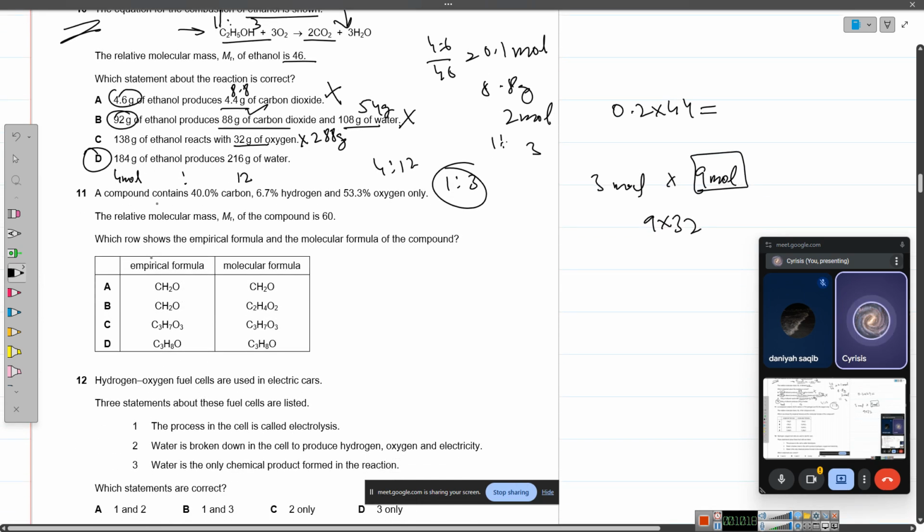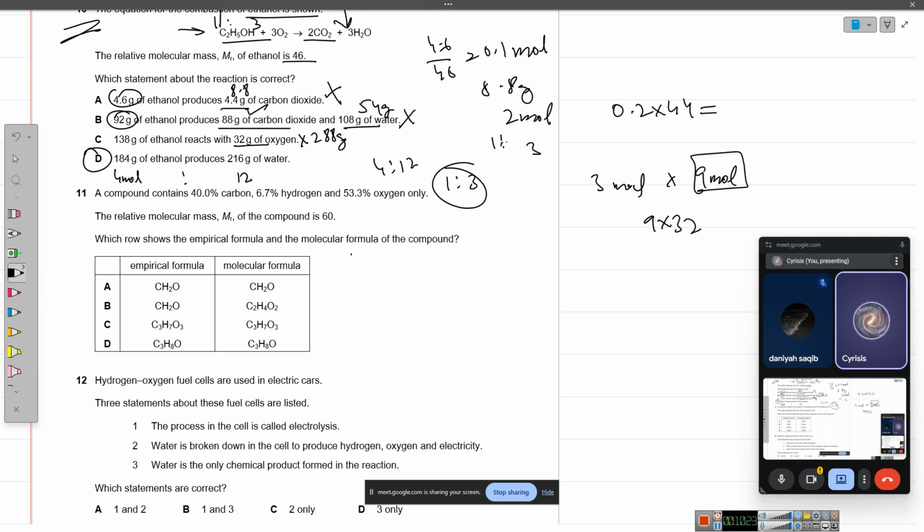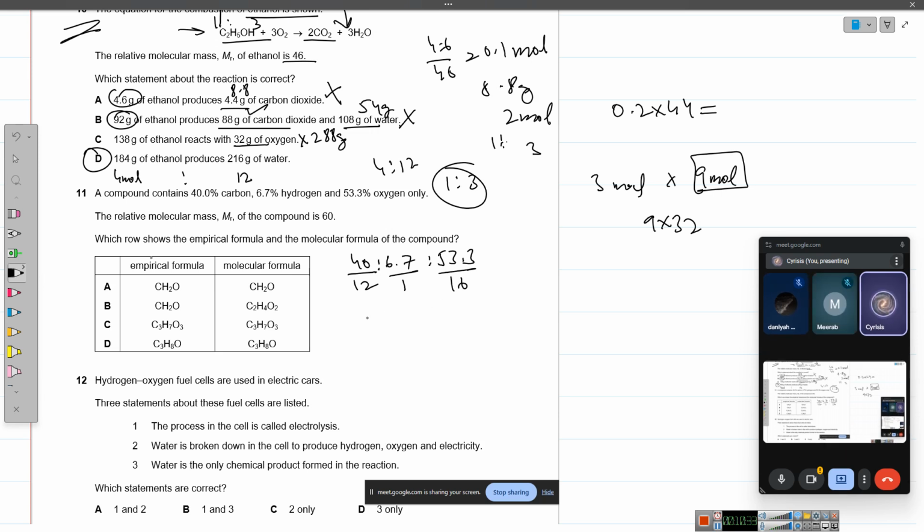Okay, the compound contains 40% this, right? The relative formula is this. So let's build this, right? 40 ratio 6.7 ratio 53.3 divided by 12 divided by 1 divided by 16, right? We're gonna get the ratios over here, right? 40 divided by 12, that is 3.33, ratio 6.7, ratio 53.3 divided by 16, that is also 3.33. So that's gonna be 1 ratio 2 ratio 1, right? So the empirical formula is CH2O, right?